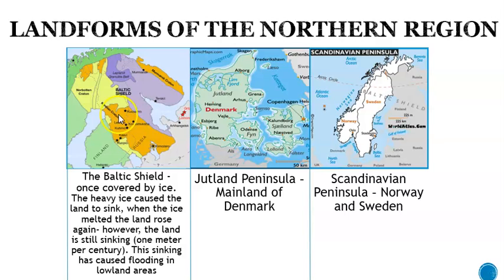The next landform is the Jutland Peninsula. We talked about Denmark being a peninsula. The name of that is Jutland Peninsula.